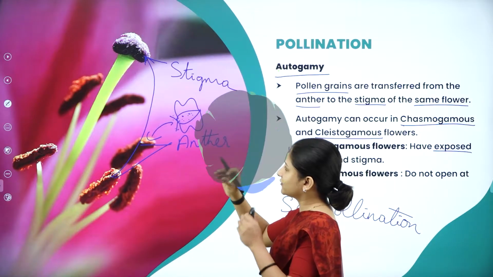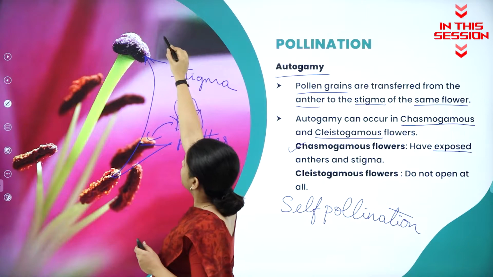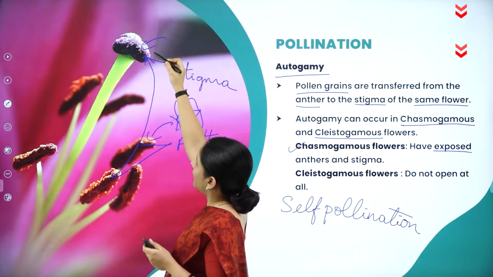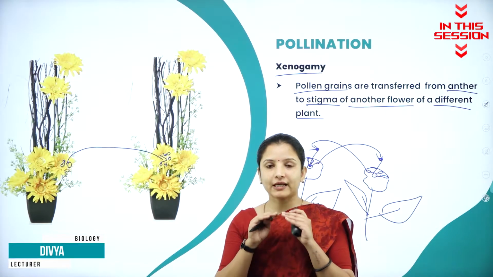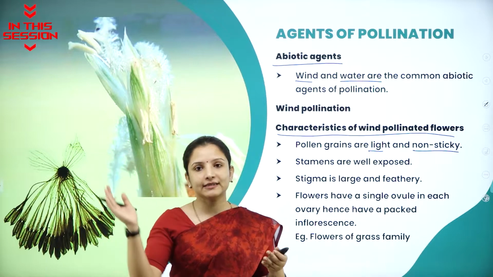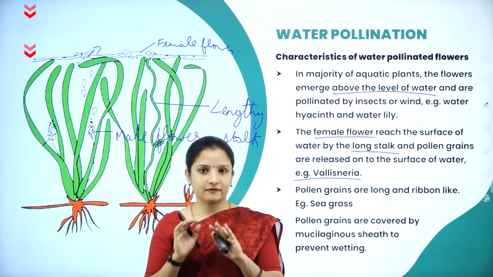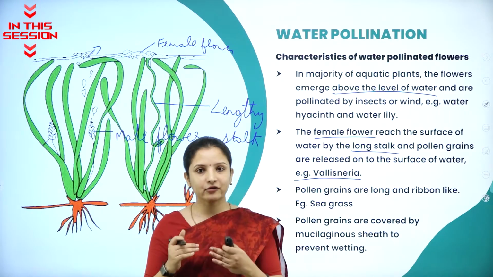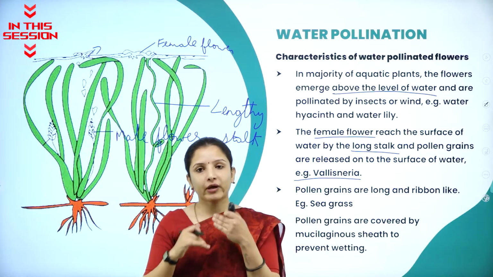The pollen grain sticks on the body of the butterfly, again moves up, and it will sit on this particular stigma. If it is not of the same species, then the pollen grains will get rejected. If the anthers are not exposed, then the wind cannot easily swipe off or carry the pollen grains. Water pollinated flowers occur in hydrophytes. They are the plants that reside or dwell in the water.